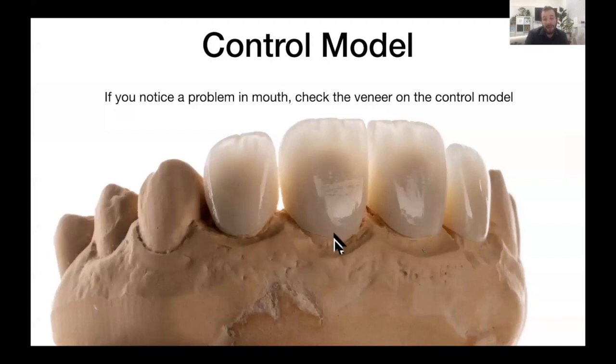If you cannot replicate the problem on the cast, for example, if you didn't see an open margin here, that means you might have a problem on your end, and you cannot blame your lab technician too much, because maybe the impression was not good, or it was distorted, or any other problems. So make sure you double check both sides of the story.